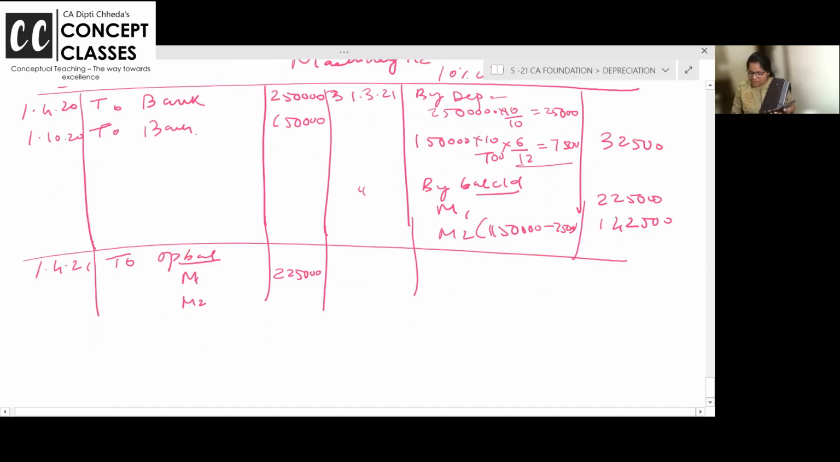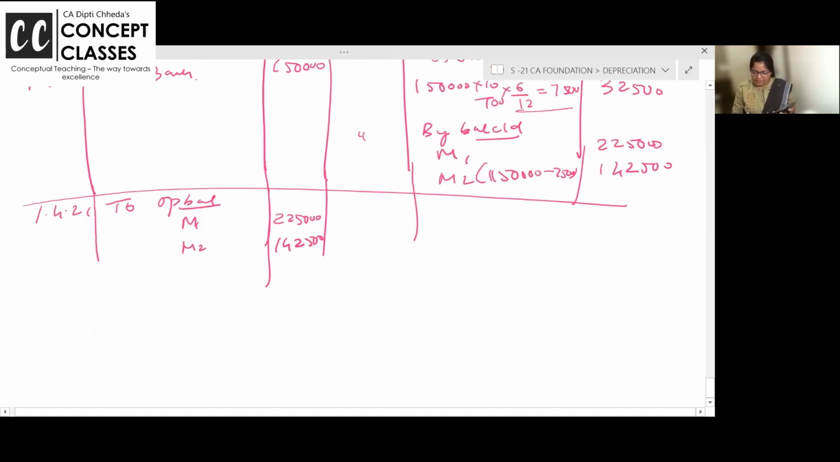So bring out machine 2. Now it is 142,500. And machine 1 is 225. Now it is correct. Okay? Chalo. In the second year, let us check what the purchase and sale is. Is there any? No. Simply, again charge the depreciation.